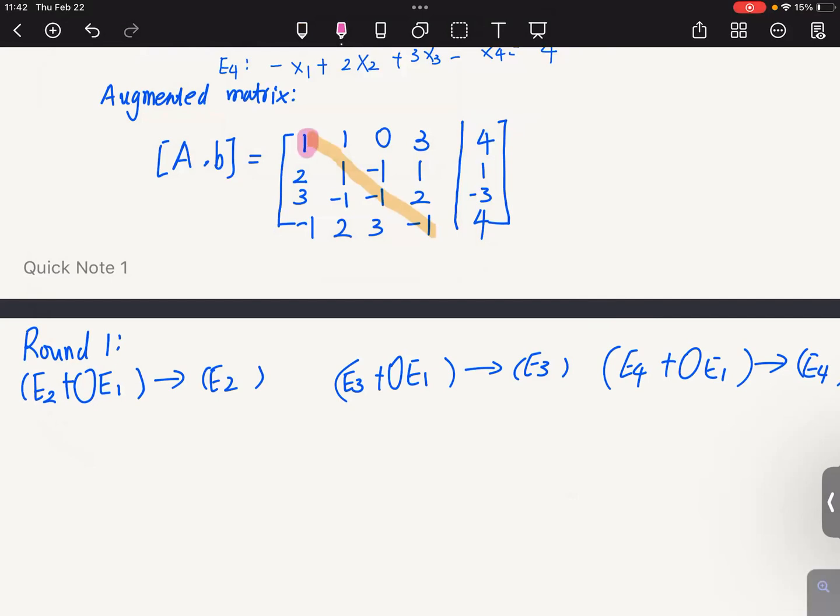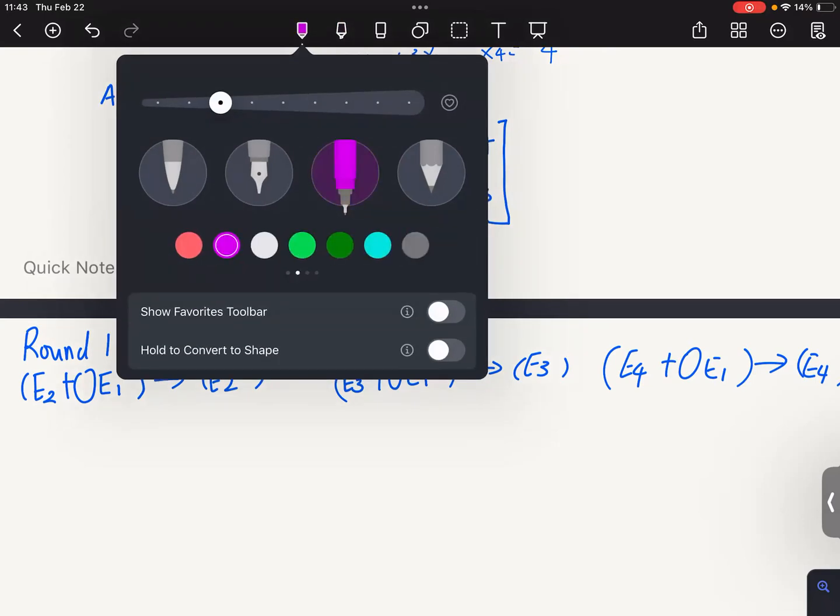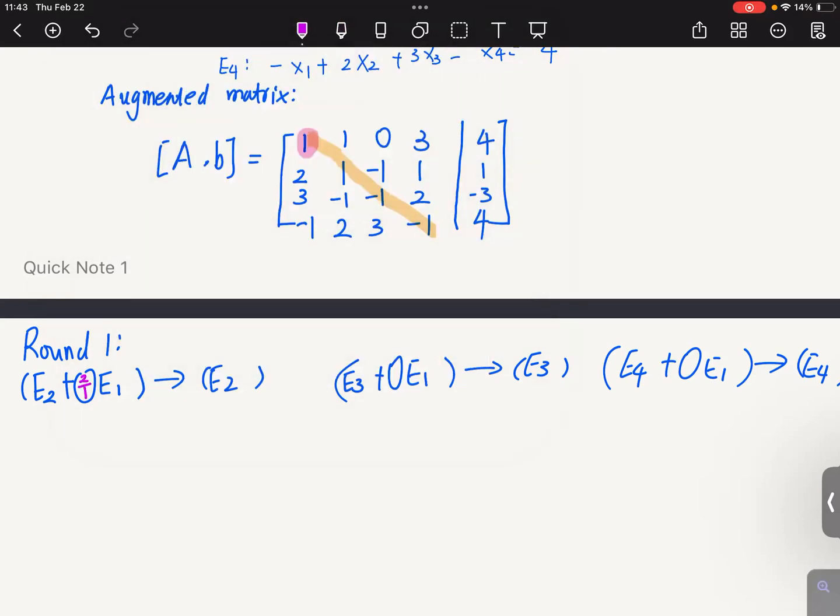For the first round of the calculation, a11 is just the pivot element. Then for row 2, we take a look at the element in the same column, but in row 2, it's just a 2. We use this element divided by the pivot element, which is just 2 divided by 1. So we got this here.